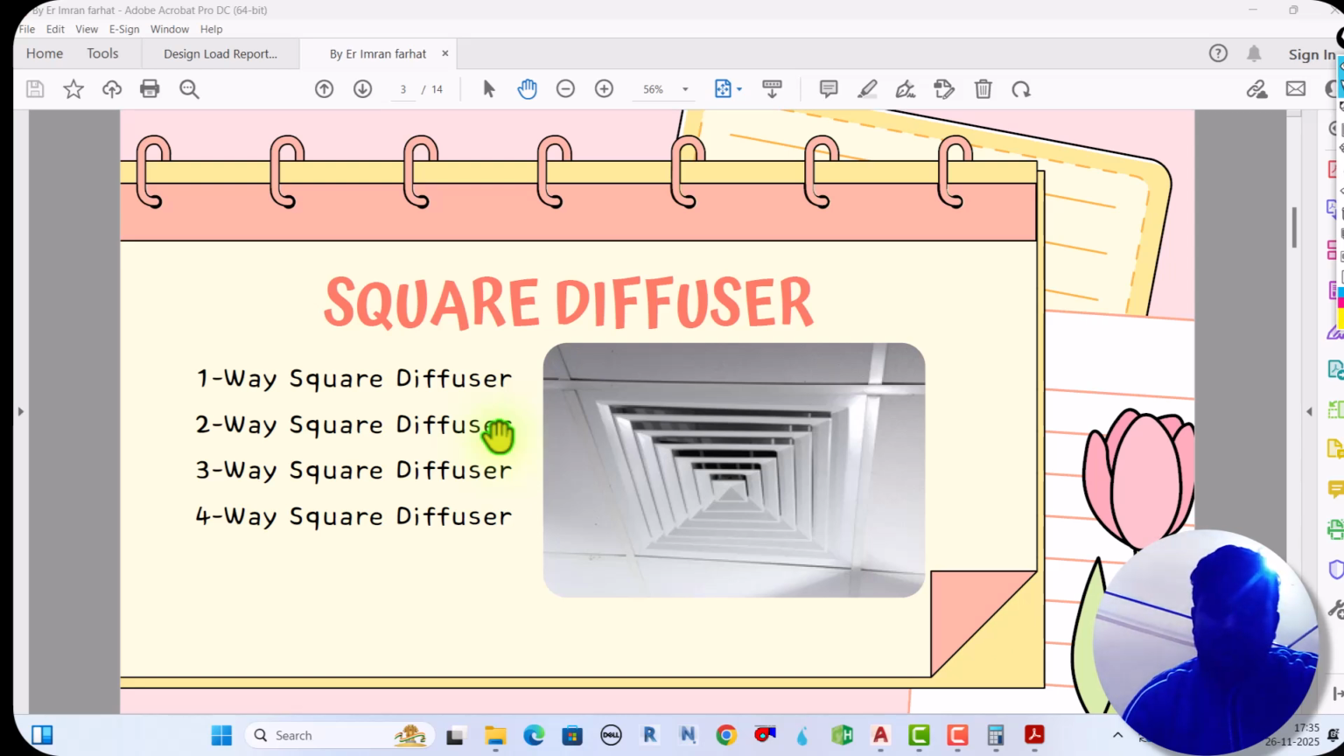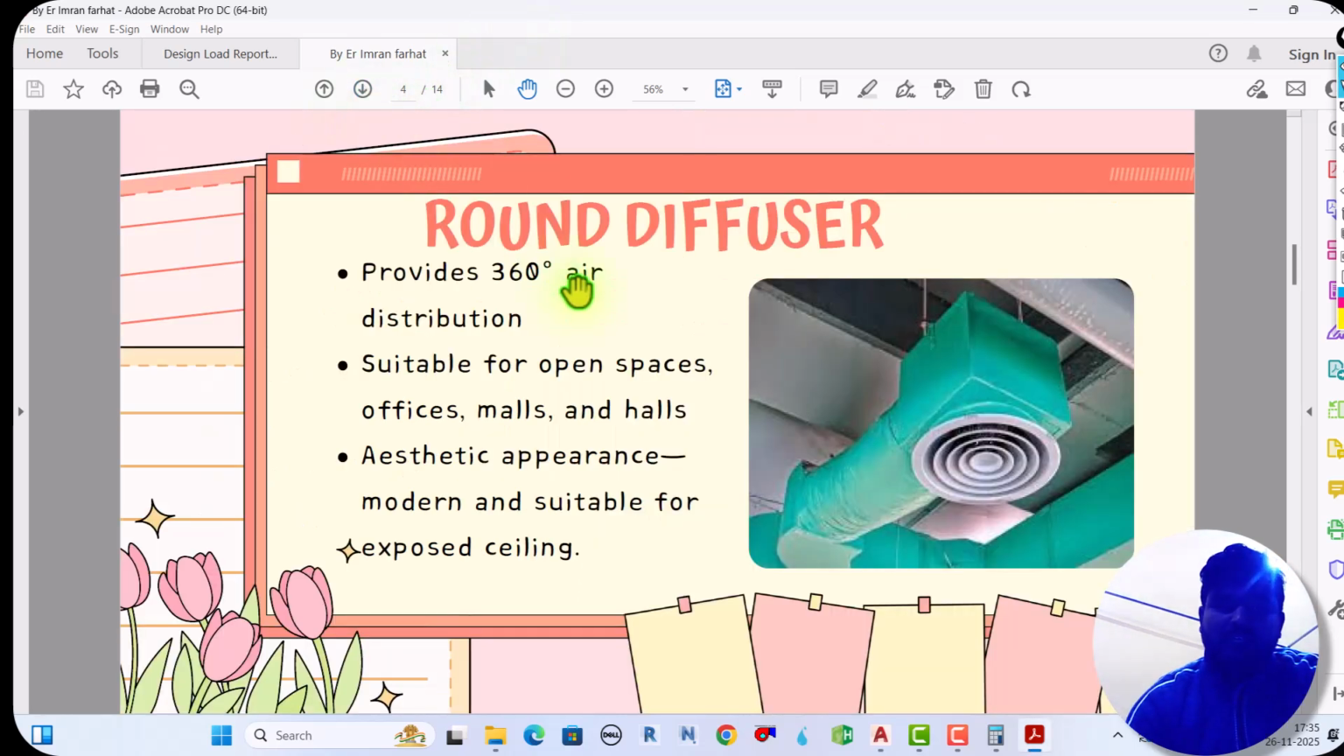Second, see, the second is the round diffuser. Round diffuser, we simply use it as a small hole where the space is open, not tile type. Space is open, so exposed ceiling, there is no ceiling given, so which diffuser do we use?